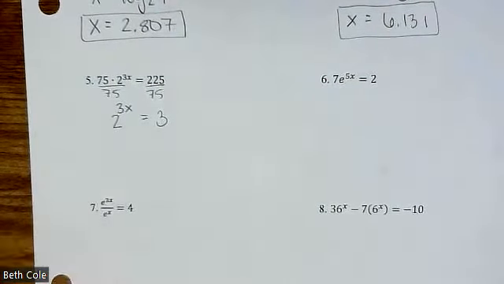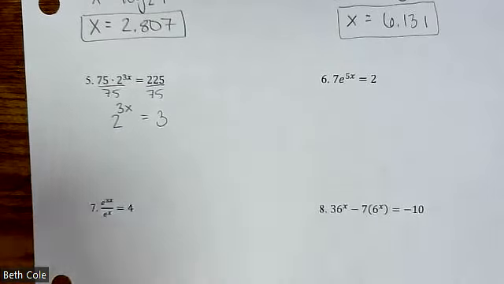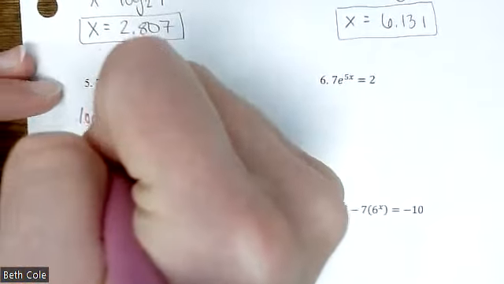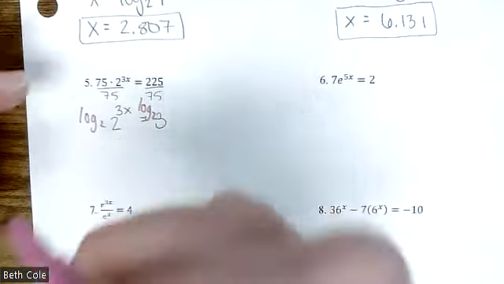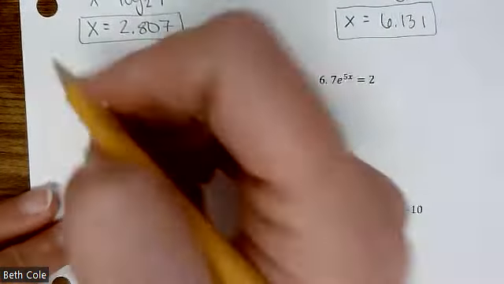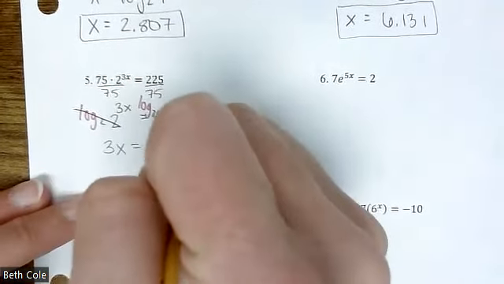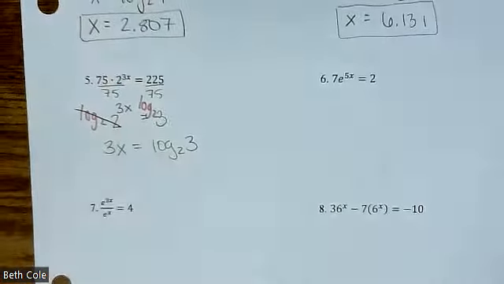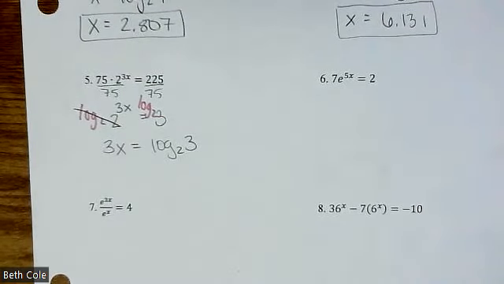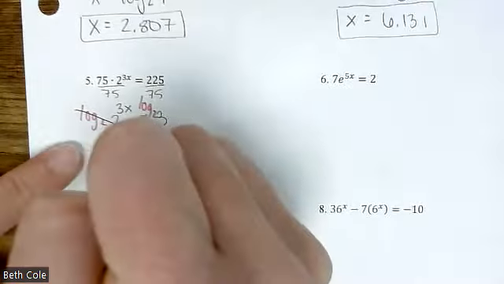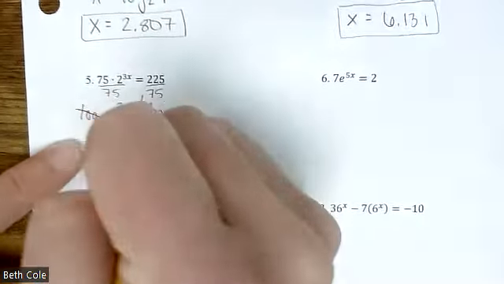I just typed that in, it equals 3. Now what would you do to both sides? Perfect, log base 2, because it's going to cancel out with the exponential base 2. And you would get 3x equals log base 2 of 3. And then you have one more step, which would be what? Divide by 3. So you're going to put that in your calculator.